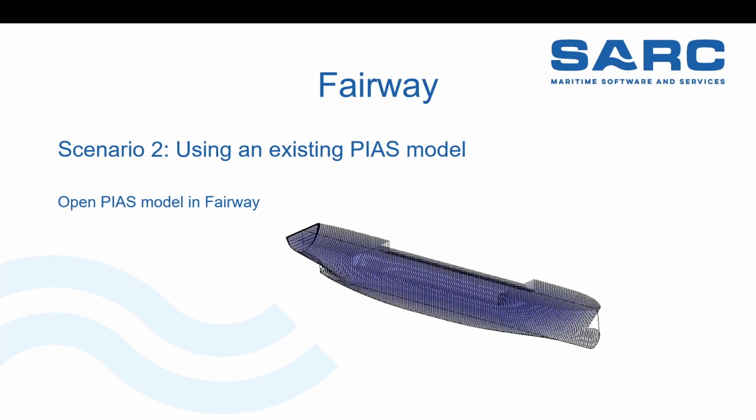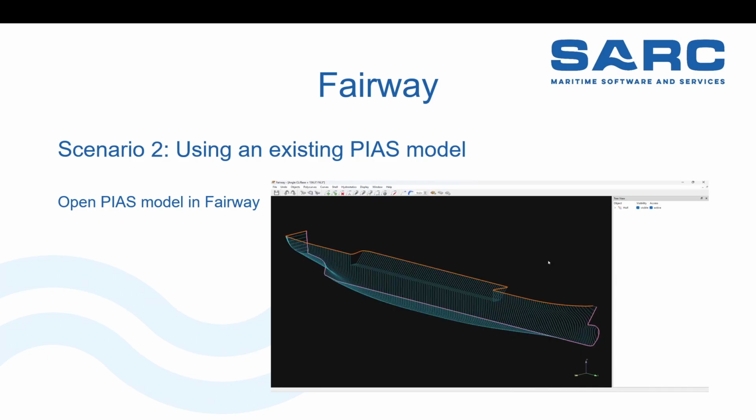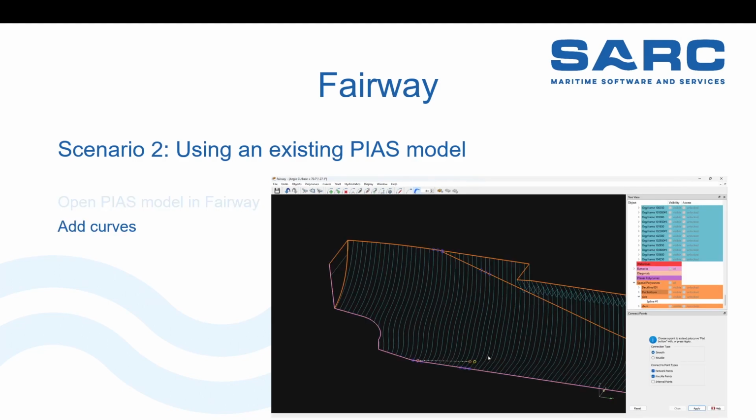Well, what do you do? You open a Pius model in Fairway. This is the Pius model, a 3D or photographic projection of it, as you see in HullDev. And that would translate to this Fairway model, which is not complete. We missed the flat bottom, we missed the flat sideline, every chine is missing. So that's what we do next.